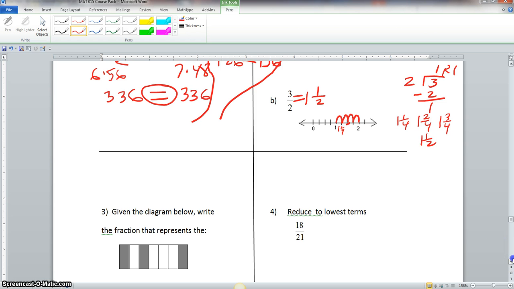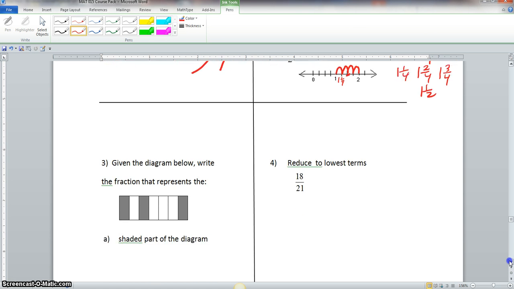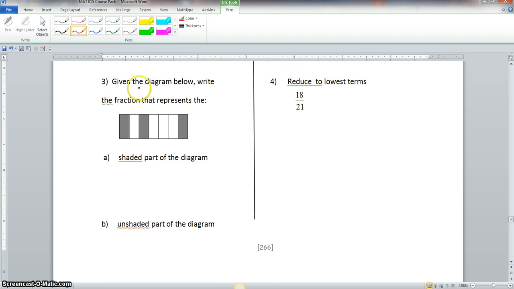Now, we scroll down here to number 3. It says, given the diagram below, write the fraction that represents the shaded part of the diagram. Now, first of all, let's count how many of these blocks we have. 1, 2, 3, 4, 5, 6, 7.